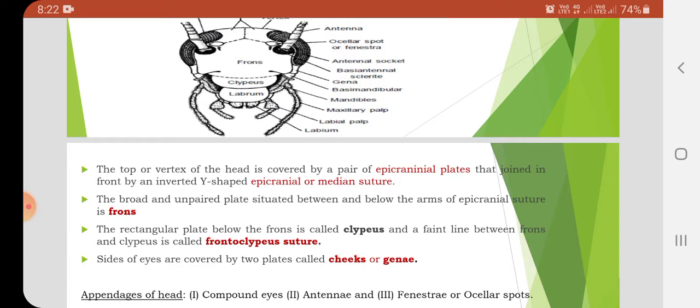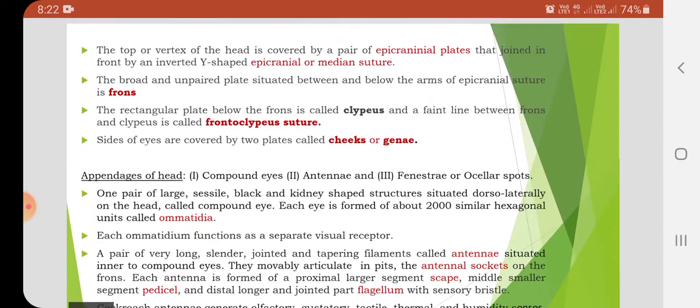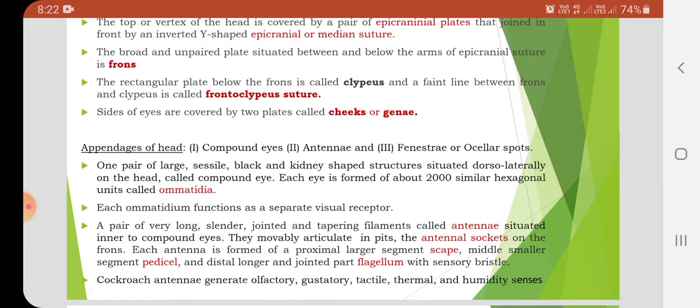The upper lip or labrum is a flap-like plate which is movably attached to the lower edge of the clypeus by the labroclypeal suture. On the ventral side, the head capsule is made up of the postocciput and the postgena on each side of the occipital foramen. Then we talk about the appendages of the head. The appendages of the head comprise the compound eyes, antennae, and fenestrae or ocellar spots.